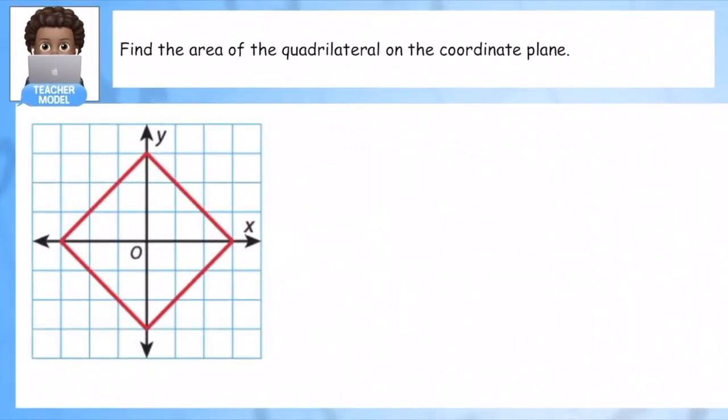Let's try one more. We have another quadrilateral here. It looks like a diamond. However, notice I don't have a base I can add up because it doesn't sit on any of these vertical or horizontal lines. And I can't count diagonally. That's not the same as 3 here. Not exactly the same. So we're going to use decomposition again.